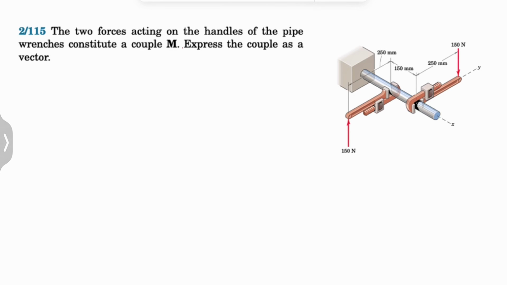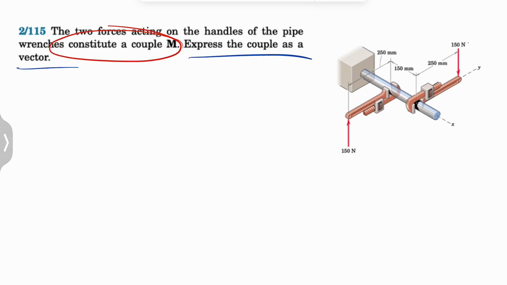Alright guys, welcome back. We're going to be solving another question from the second chapter of engineering mechanics statics, and we have these two forces that are acting on the handles of a pipe wrench to constitute a couple M, and we need to express the couple as a vector.